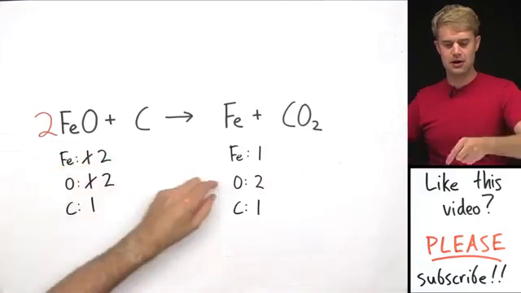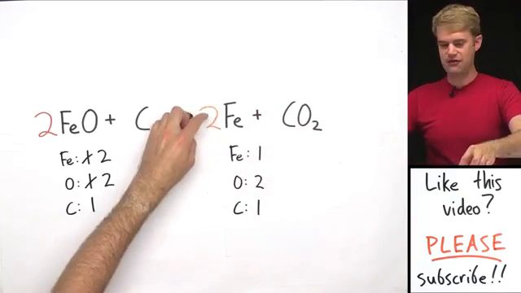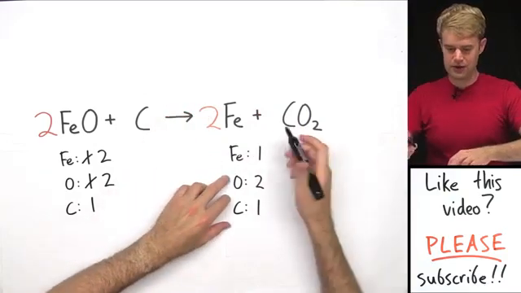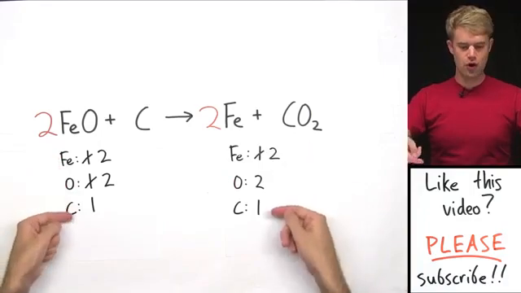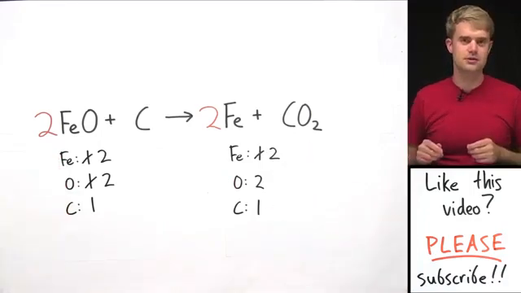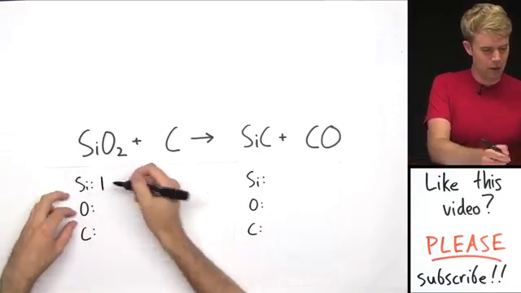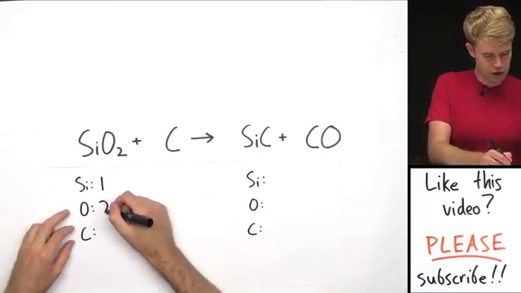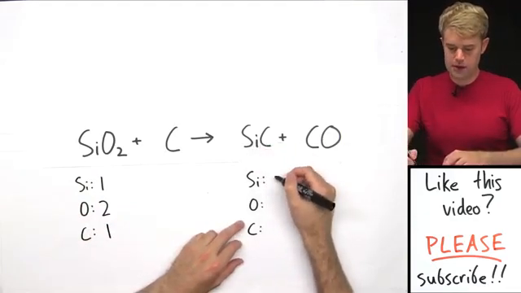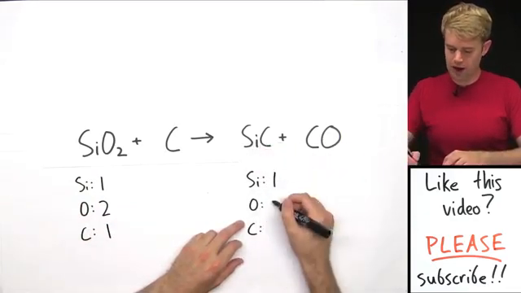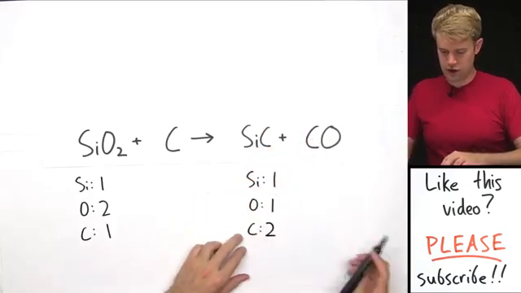So the next thing I'm going to do is put a 2 in front of this Fe there. So now instead of having 1, I have 2 of them. Now I have 2, 2, 1. It balances. Okay, let's look at what we have here. We have silicon. On this side we have 1 of them, O2, 2 oxygens, and 1 carbon. Over here we have 1 silicon. Oxygen we have 1, and carbon we have 1 plus 1, so we have 2.